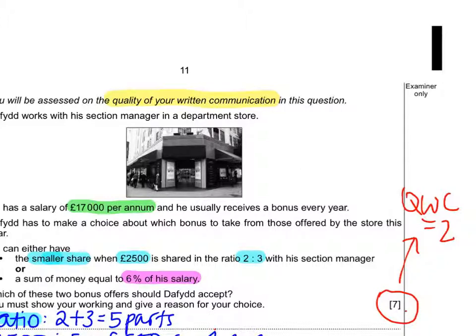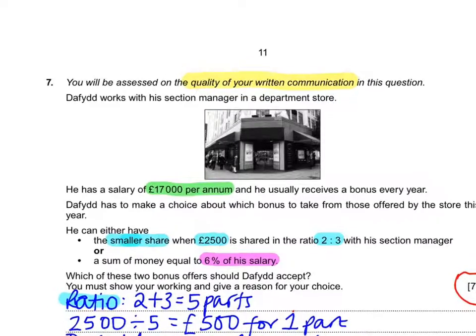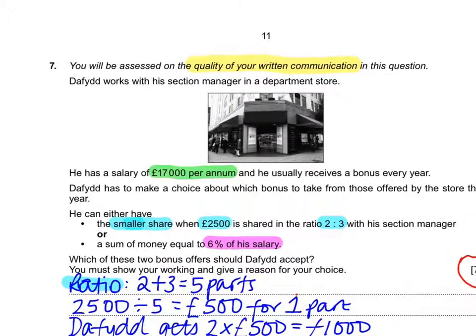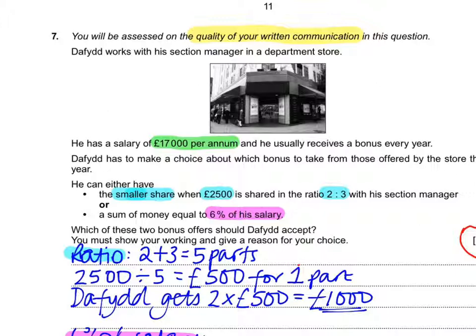So the important maths bits then, all the ones highlighted here, smaller share of that amount of money in the ratio there, 6% of his annual salary. Okay, so the way that Miss has tackled this question is whenever doing ratio, you add together the parts of the ratio, 2 and 3, so you get 5 parts, and then if you do the total sum of money, so the 2,500, if you divide that by 5, you find that 1 part of the ratio is worth £500, so he gets the smaller share, so the 2, so if you times the 1 part by 2, you get 2 parts, which is £1,000.